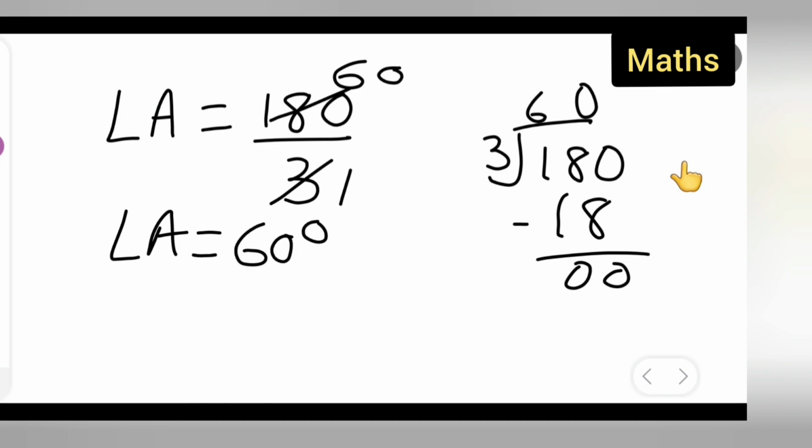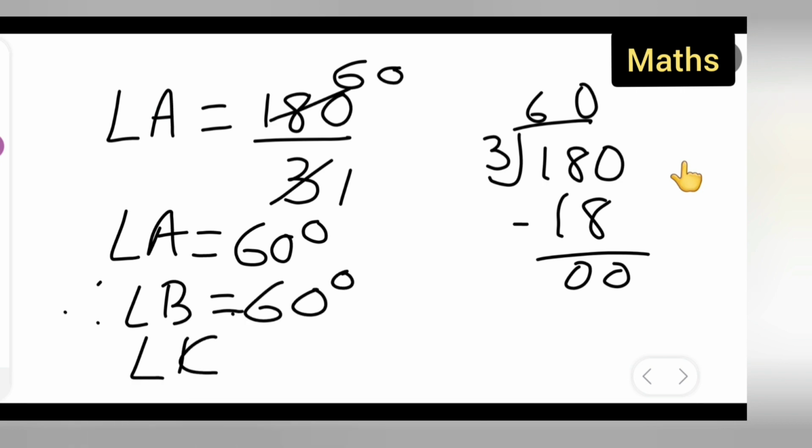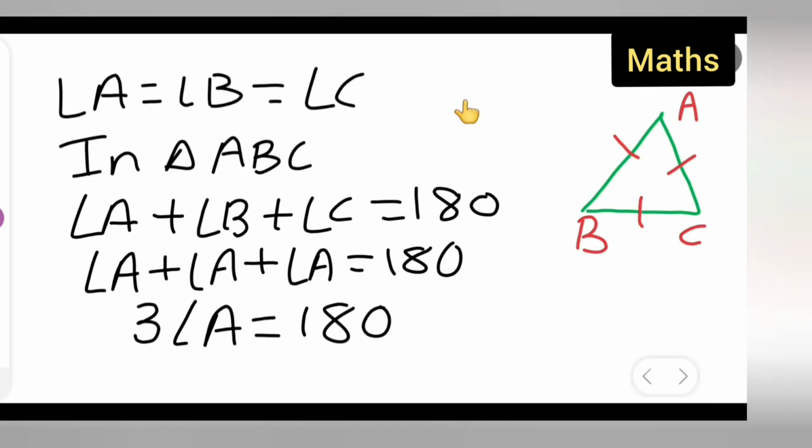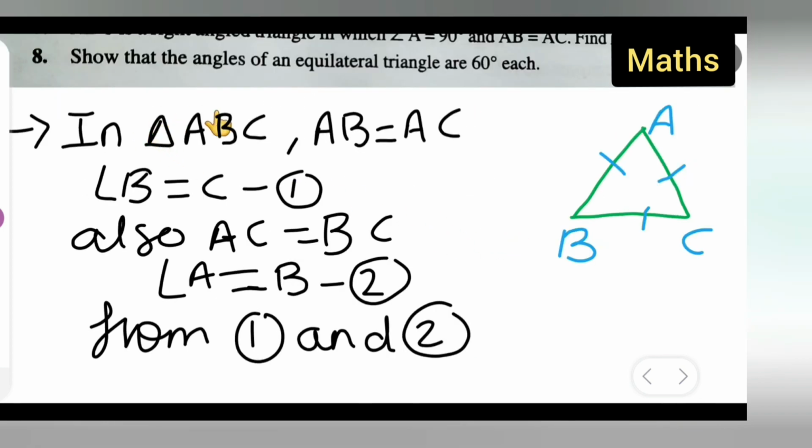So if angle A is 60 degrees, therefore I can say that angle B is also equal to 60 degrees, and therefore angle C is also equal to 60 degrees. So basically angle A is equal to 60 degrees, angle B is also equal to 60 degrees, angle C is also equal to 60 degrees. So as per the question, we showed that the angles of an equilateral triangle are 60 degrees each.